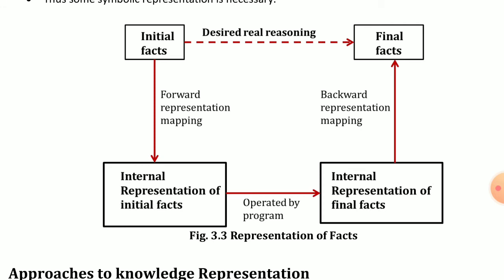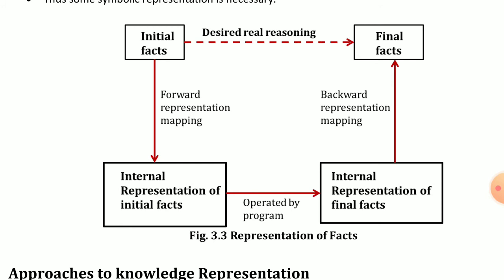We can start with the initial facts. In the initial facts, forward representation mapping is given. It means we can represent the knowledge in a simple way. Then the internal representation of initial facts is given. How can we represent the facts? And then they are operated by programs. We can operate the program and find the particular solution.